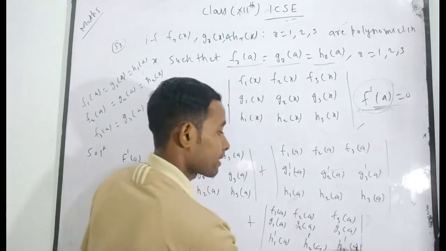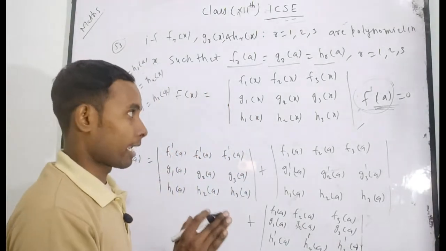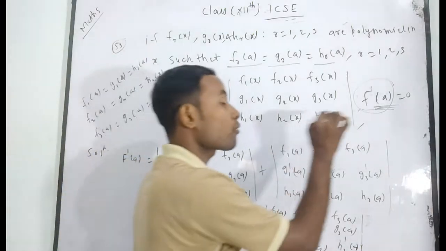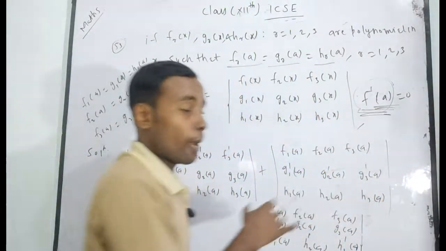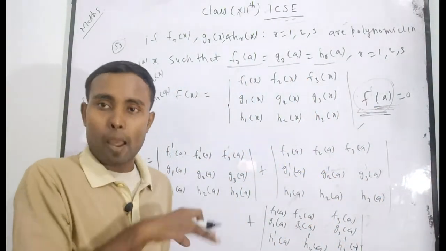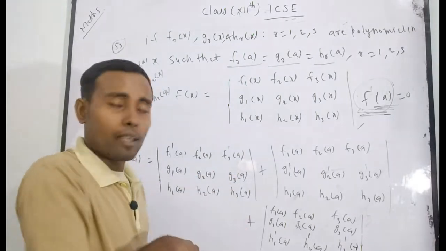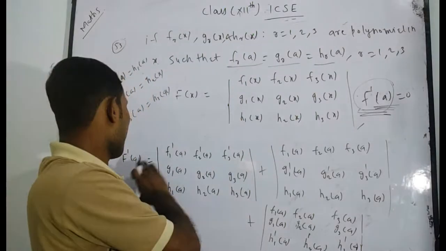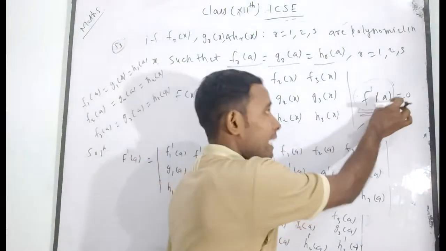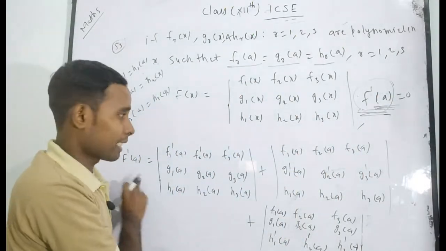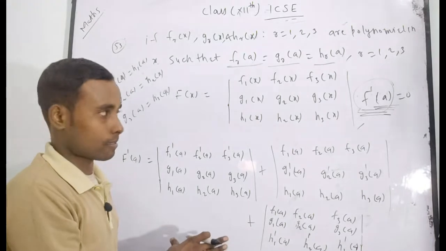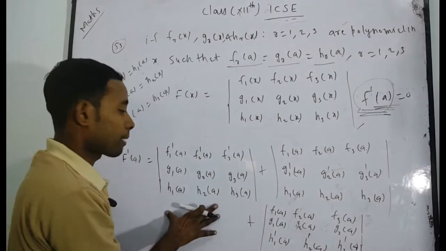I think you understand very well. Simply, as mentioned in your question, you have to find f dash a. So definitely you have to replace x by a in f dash x. So I have put a in place of x. Thereafter you will get these expressions. Now you have to find the determinant of it.